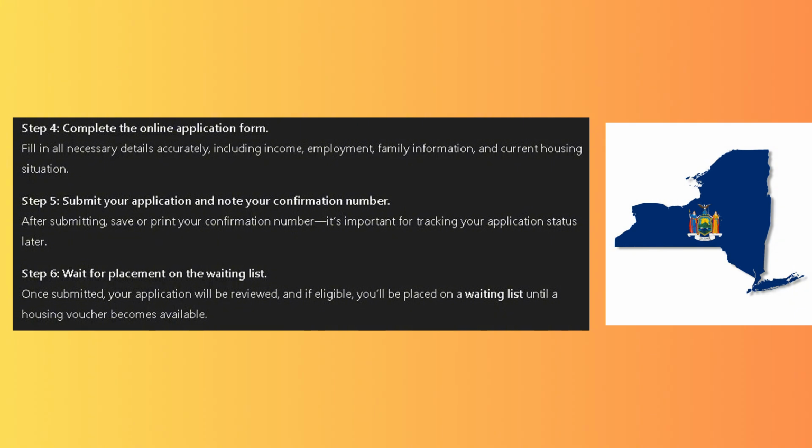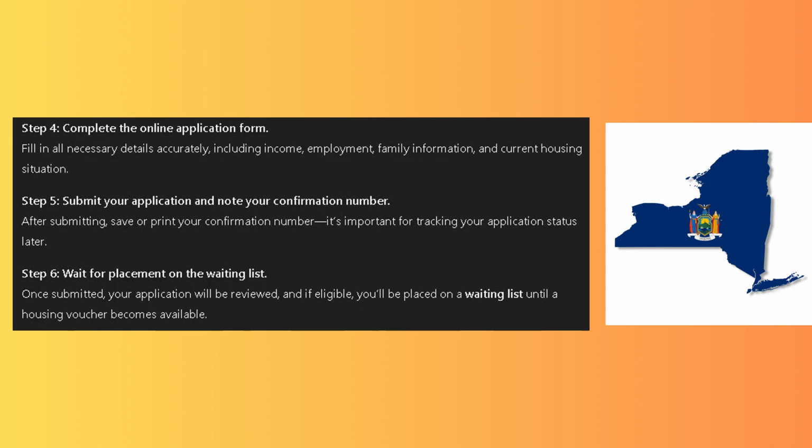Fill in all the necessary details such as your income, employment, family information or current housing situation. Submit your application. Note your confirmation number. After submitting, save or print your confirmation number. It's important to keep tracking your application status.